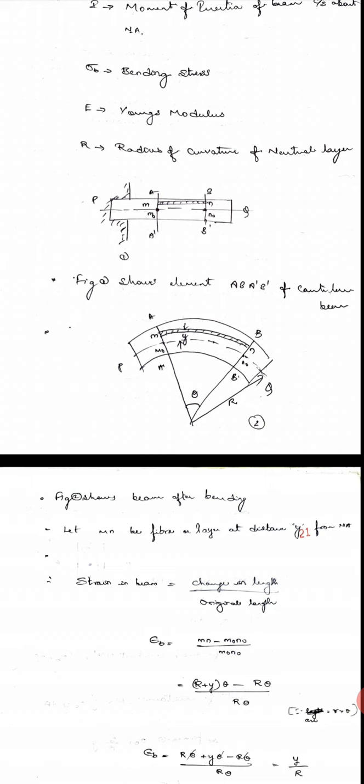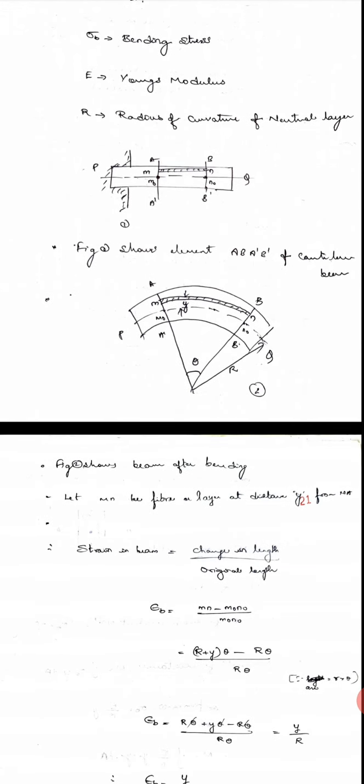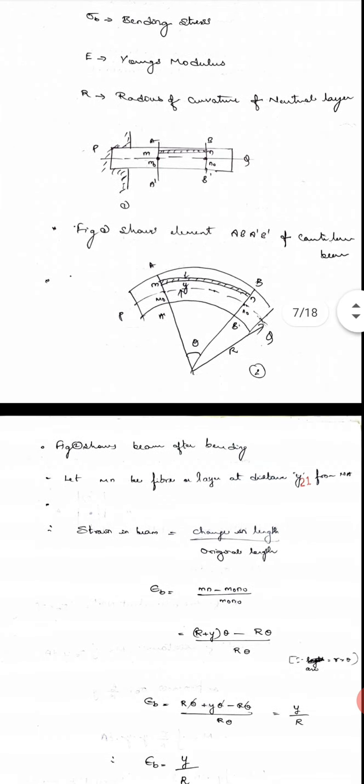The length MN is (R plus y) into theta, where R is the radius, and MONO is R theta. So strain is (R plus y) theta minus R theta, upon R theta. Multiplying theta inside, R theta plus y theta minus R theta upon R theta, the R theta terms cancel, and we have y theta by R theta, or just y by R. So the strain in the beam is y by R.